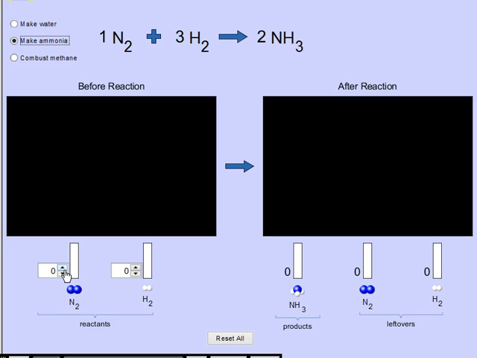Okay, back to the class. If I put in 2 molecules of nitrogen and 4 molecules of hydrogen, what is going to happen? Predict, please. Okay, Arjun says only 2 molecules of ammonia will be formed with excess nitrogen and hydrogen. What do the rest of you think? Do you agree with them? Do you disagree? What are your ideas?